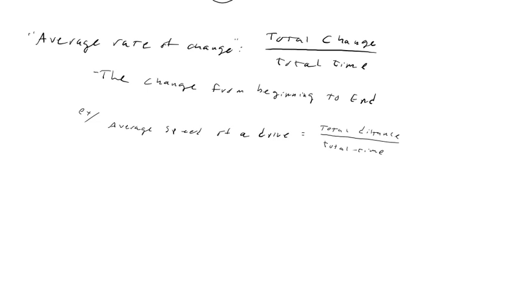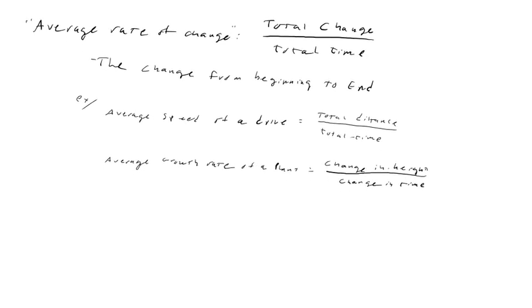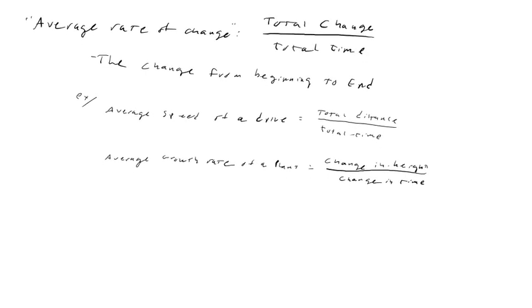Or for example, let's say your average growth rate of maybe like a plant, right? You take the total change in height divided by the change in time. How much did the plant grow in this period of time from beginning to end? The change from some beginning point to some ending point, your average rate of change.